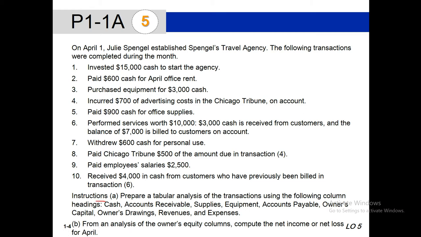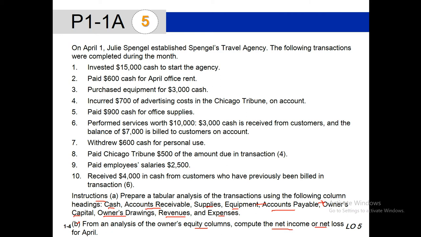Instructions. A. Prepare a tabular analysis of the transactions using the following column headings: cash, accounts receivable, supplies, equipment. This is our asset side, equal to the liability side, accounts payable, plus owner's equity, owner's capital. Here we have owner's drawing, revenues and expenses. And requirement B, from an analysis of the owner's equity column, compute the net income or net loss.